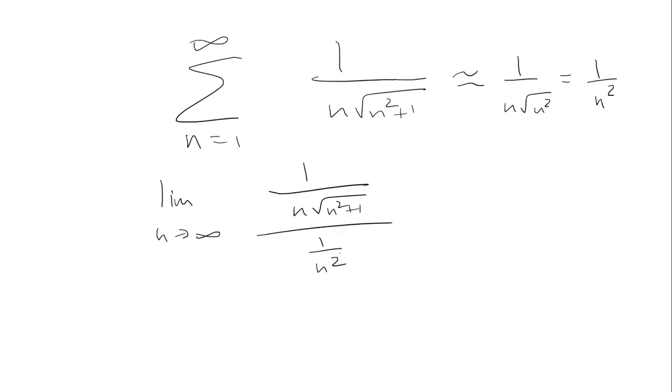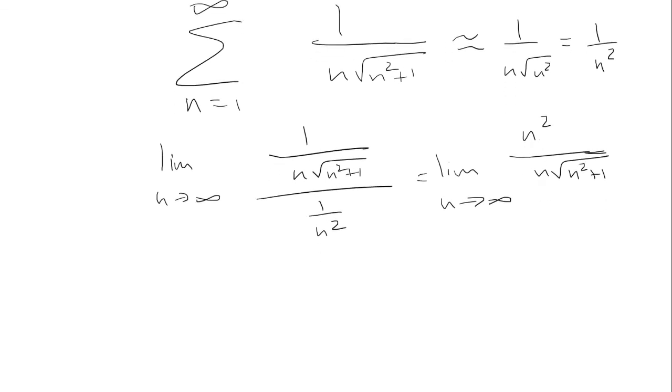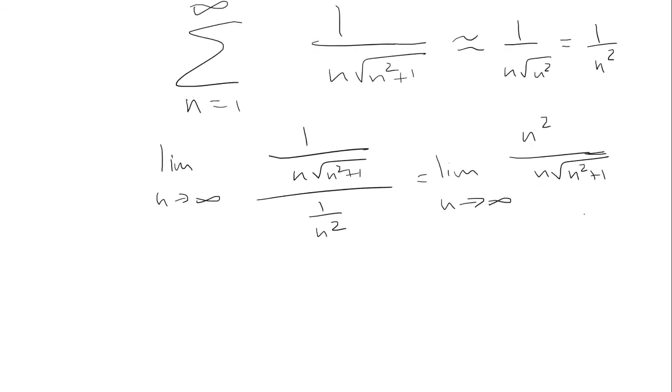Dividing by 1 over n squared is the same thing as multiplying by n squared. So that's going to be n squared over n times the square root of n squared plus 1. So here there's multiple ways to do it. If you want to be lazy, you can say, well, this is roughly n squared over n squared, so this should go to 1.